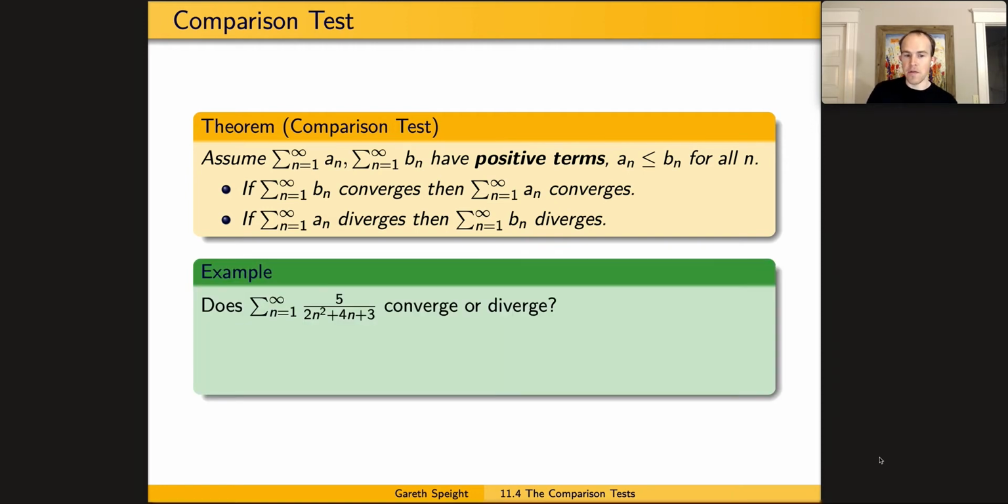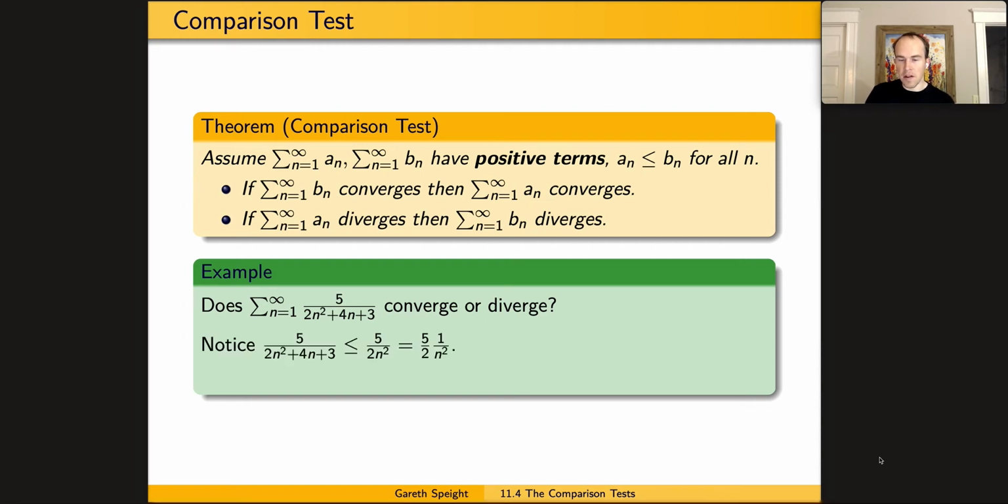Okay, so let's see, for instance, an example here. Does the sum of 5 over 2n squared plus 4n plus 3 converge or diverge? So notice that the terms are going to 0, so we can't use the divergence test. We can't use any of the tests we've used so far. It's very hard to integrate, though we could probably do it. But a way easier method is to use the comparison test.